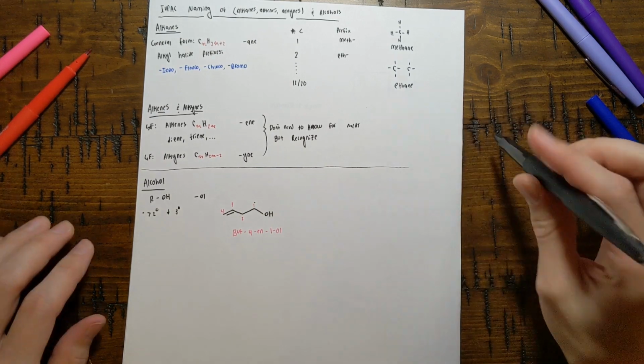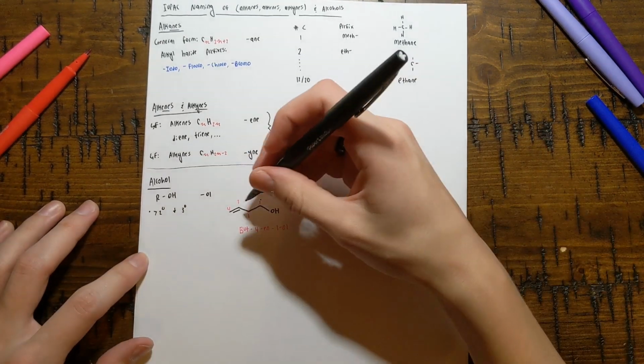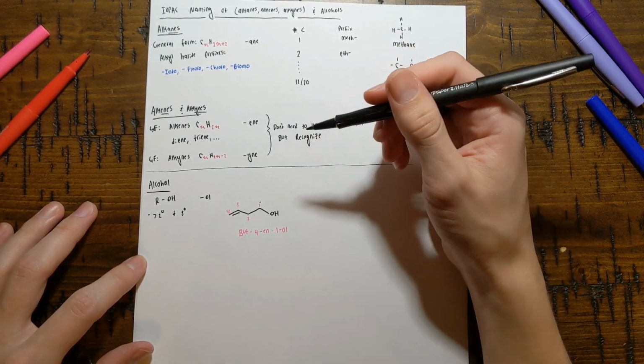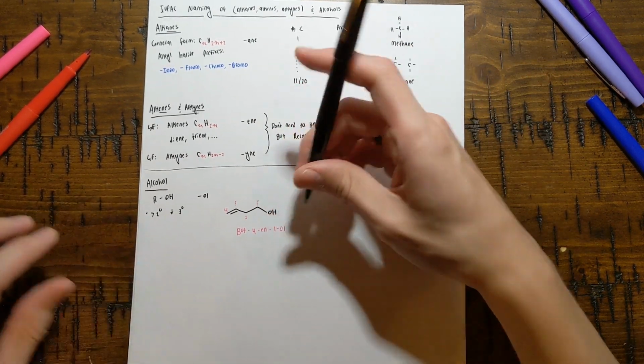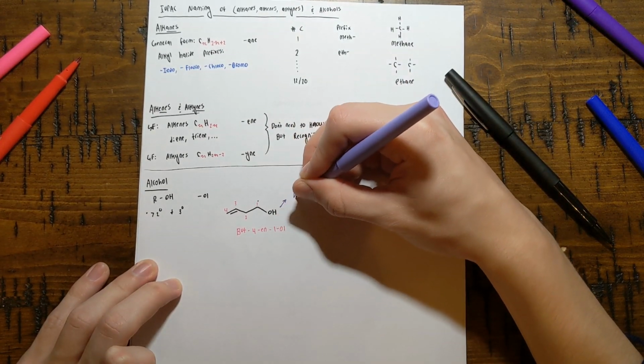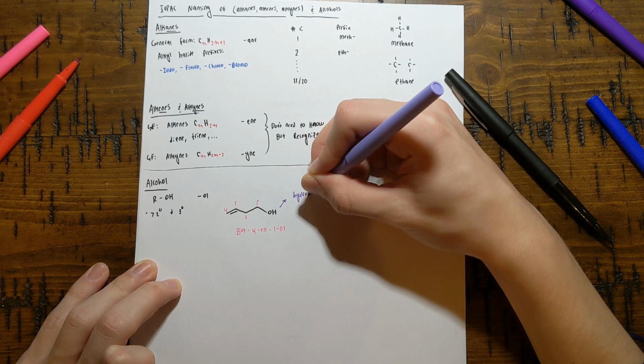Okay, so if there is a higher priority functional group, then the OH is going to become known as hydroxy. So its substituent name is hydroxy.